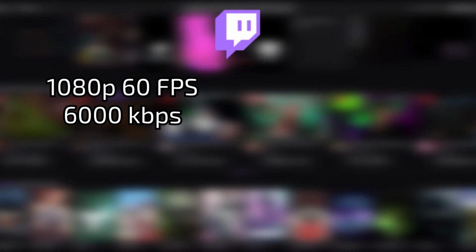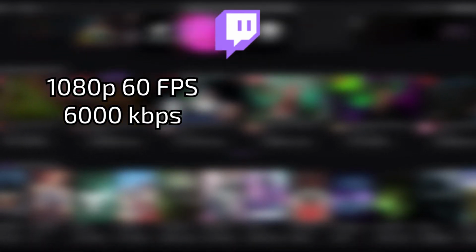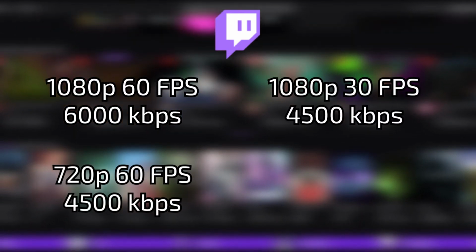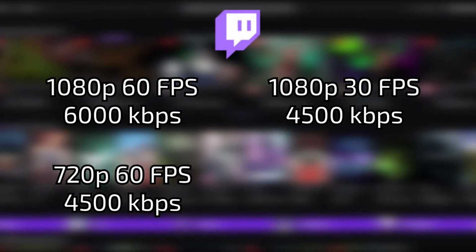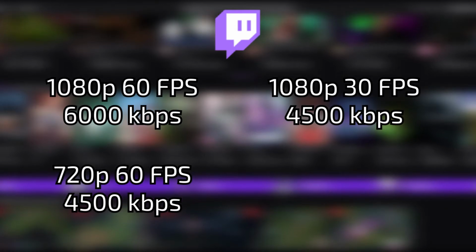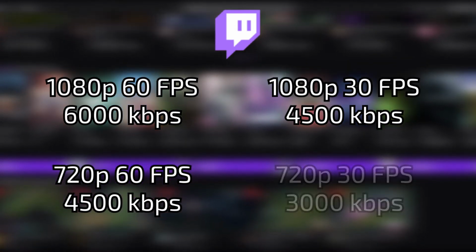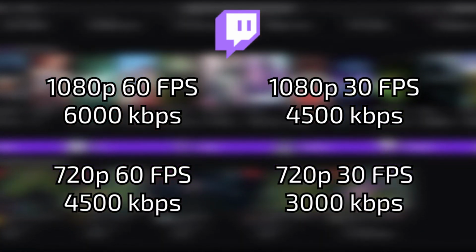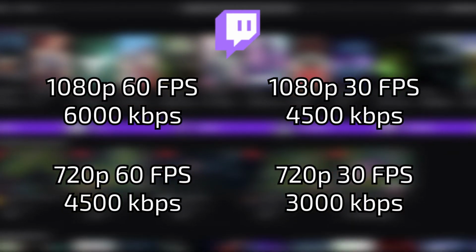Twitch recommends a 6000 kilobits per second bitrate for a stream that's 1080p and 60 frames per second, 4500 kilobits per second bitrate for 1080p streams at 30 frames per second, or 720p streams at 60 frames per second, and 3000 kilobits per second bitrate for a 720p stream at 30 frames per second.